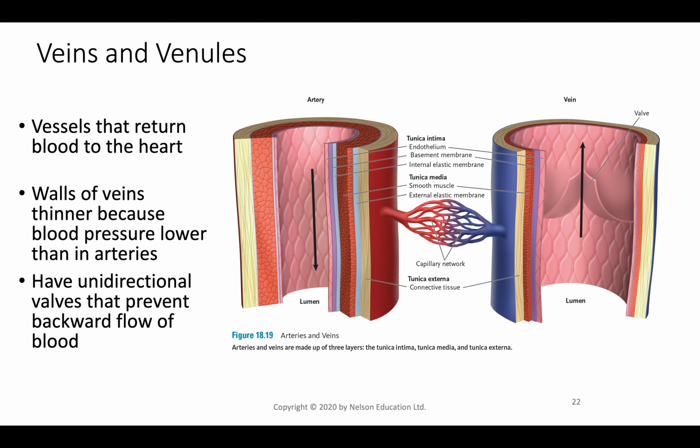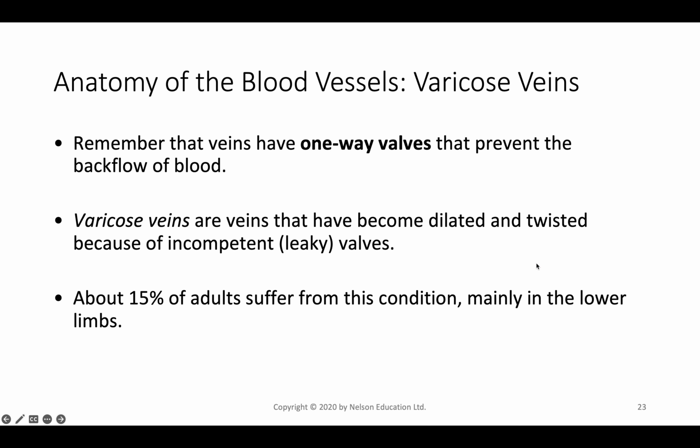Okay, so again, the arteries are going to be where the blood flows out, and the veins are going to be returning the blood to the heart. Again, the walls of the veins are thinner, they don't have to be under pressure, and we have these special one-way or unidirectional valves that prevent the blood from flowing backwards or pooling. Okay, so these specialty one-way valves actually can sometimes lead to a very pesky condition that women will get very upset about called varicose veins.